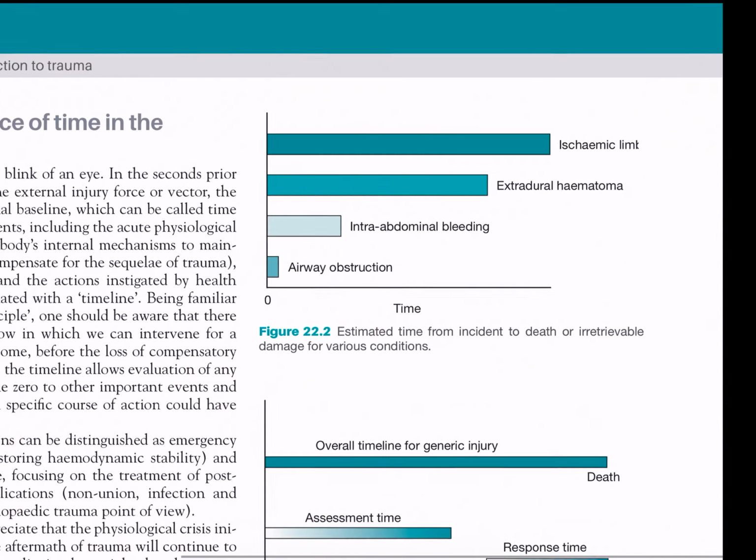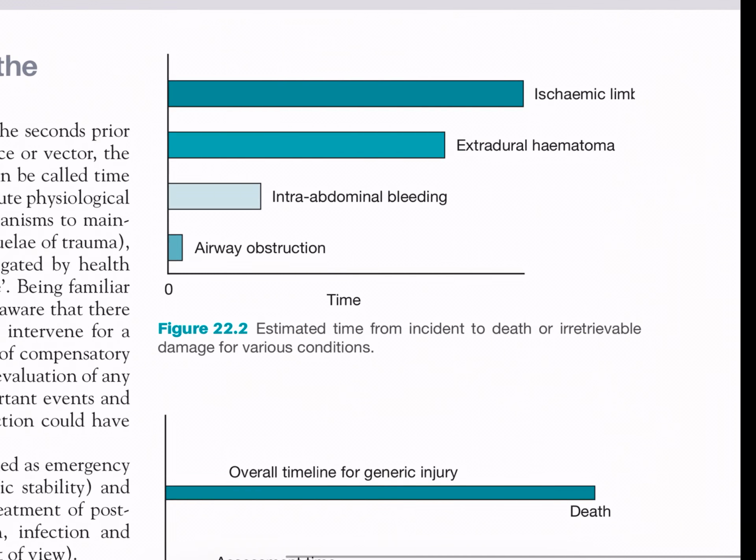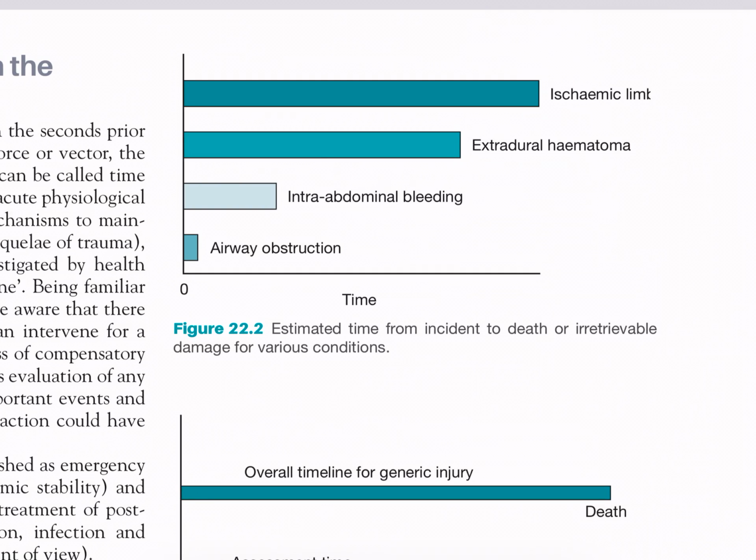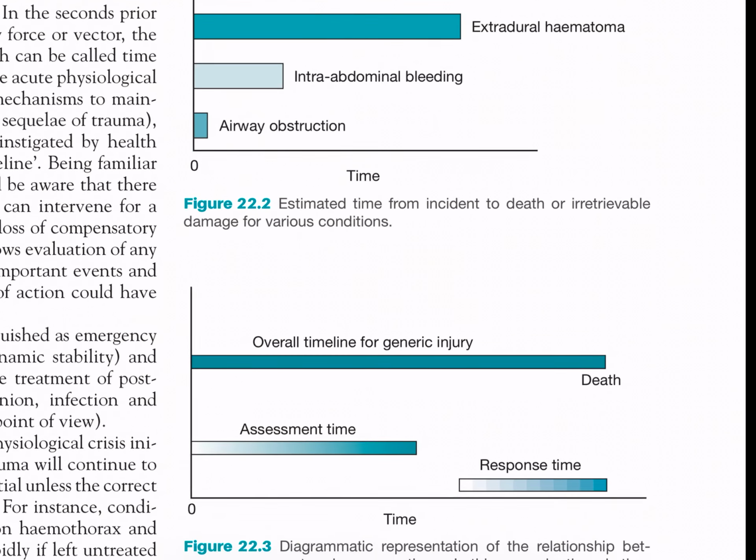Figure 22.2, here we see the estimated time from the incident to death or irretrievable damage for various conditions. So first we have airway obstruction. Immediately after, the time of death is very soon after the time zero. For intra-abdominal bleed, it is a bit more. For extradural hematoma and ischemic limb, we have more time duration to act or to intervene before the death commences.